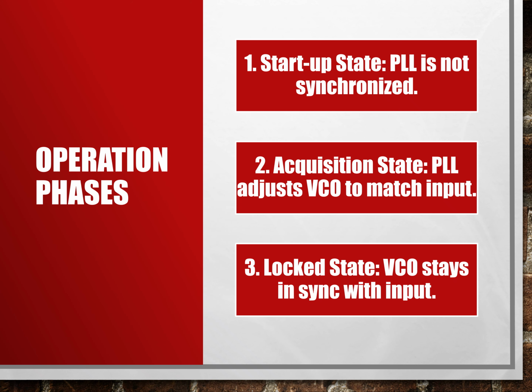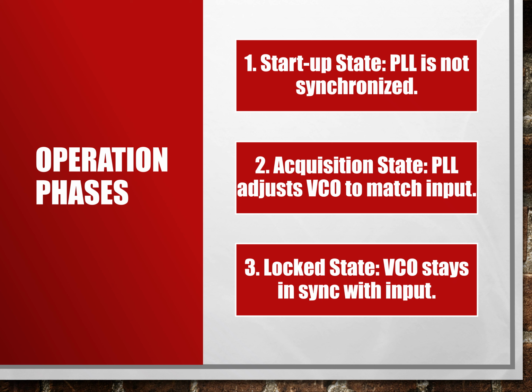Okay, now let's look at the operation phases. A phase lock loop goes through three main phases during operation. First is the startup or unlock state. At this point, the output of the VCO is not yet synchronized with the input signal. Next is the acquisition phase, where the PLL starts adjusting itself. It compares the input and output signals and slowly makes changes to get them aligned. Finally, once everything is matched, we enter the lock state. In this condition, the PLL keeps tracking the input signal and stays locked even if the input changes slightly. This phase is stable and accurate.